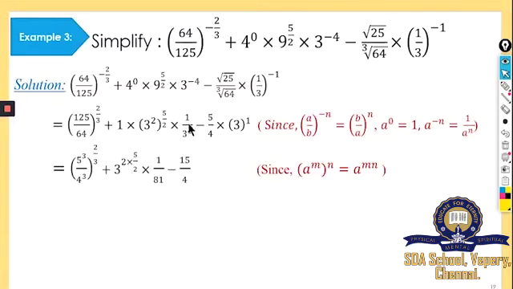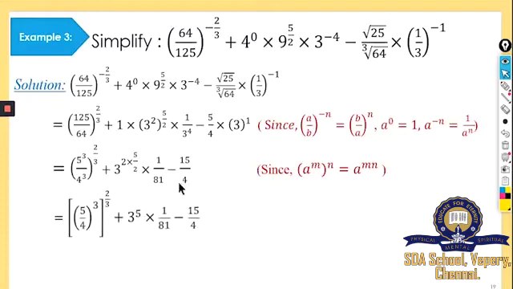And the next term is 1 by 3 power 4. 3 power 4 is 81, since 3 into 3 into 3 into 3 is 81. And here you have to multiply 5 into 3. 3 power 1 is 3 only, right? So 5 into 3 is 15. So that's how we have got 15 here. So minus 15 by 4.